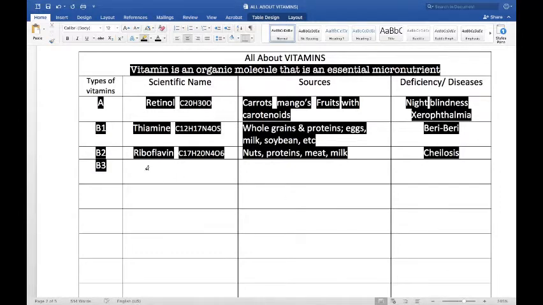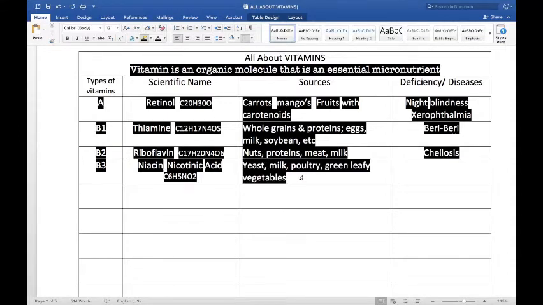Next is vitamin B3. Vitamin B3 is known as niacin or nicotinic acid. This is its chemical formula. Nicotinic acid can be found in yeast, milk, poultry, and green leafy vegetables. The deficiency related to lack of vitamin B3 is known as pellagra. Pellagra causes inflamed skin, diarrhea, and dementia. Let's move on to the next vitamin.